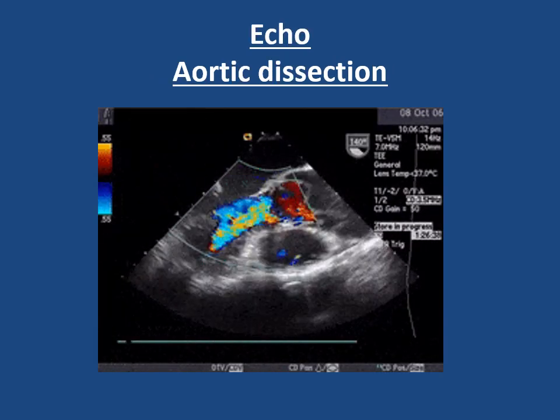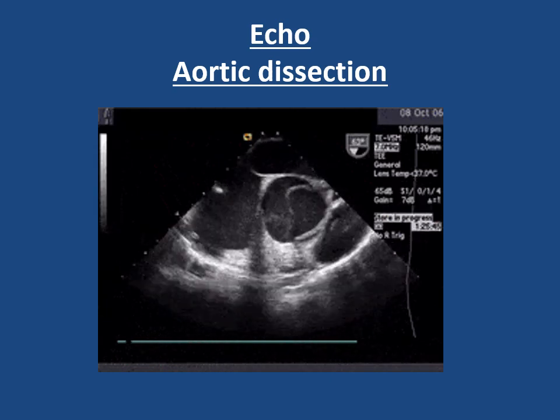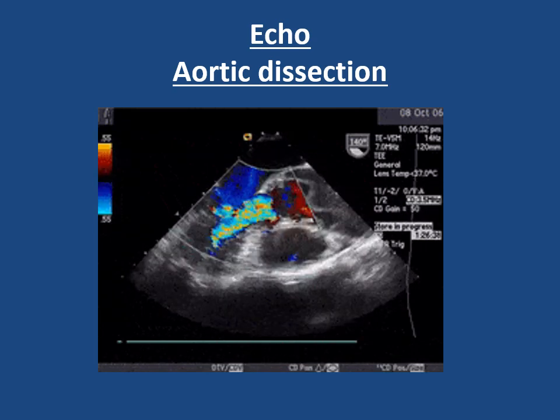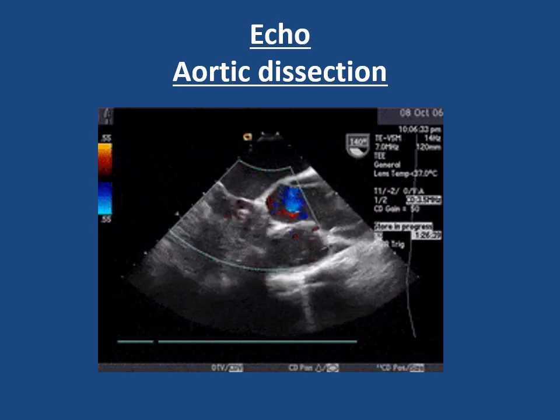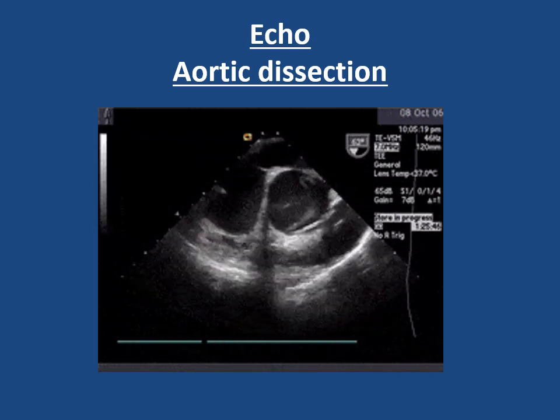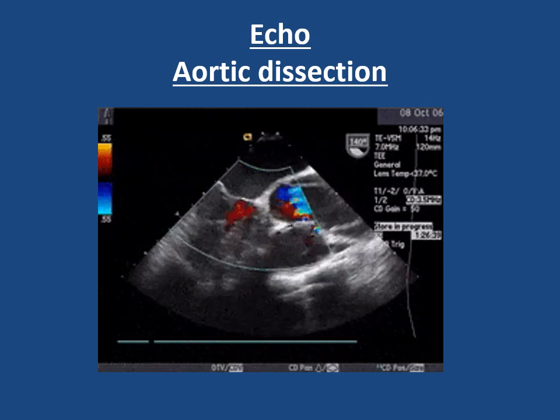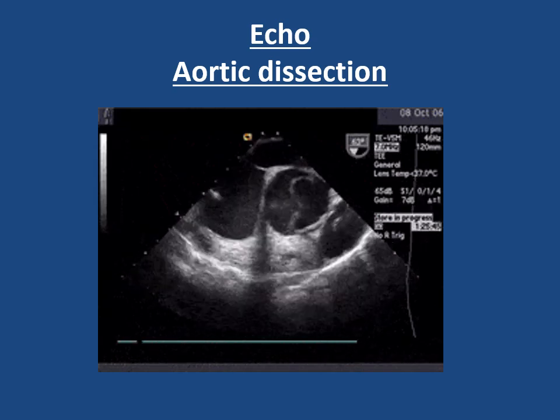This is the echo picture for the aortic dissection. We can see the dissection flap in the ascending aorta and the evidence of severe aortic regurgitation.